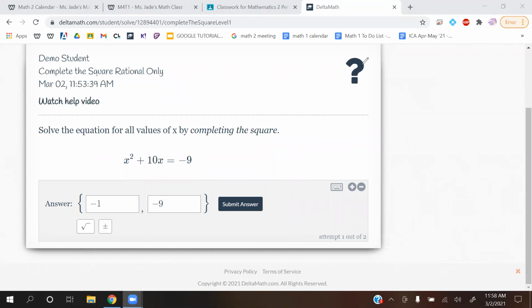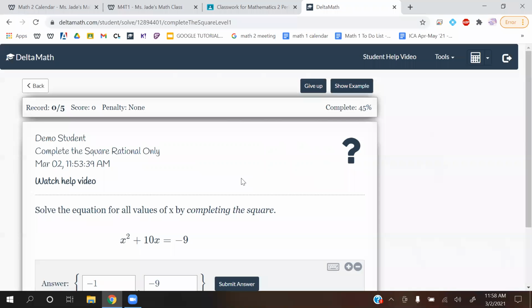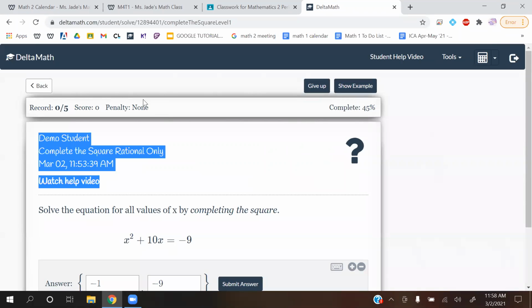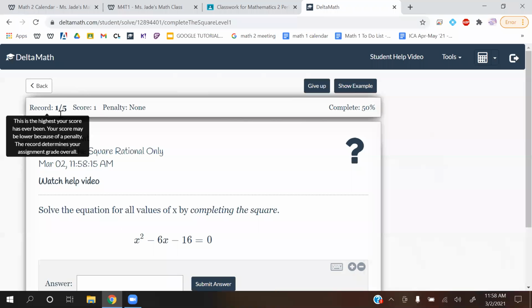Let's clear all drawings. Yes, it's doing that thing to us again. So you can see it says 1 out of 5, which means we got it correct, okay? Let's do another one.